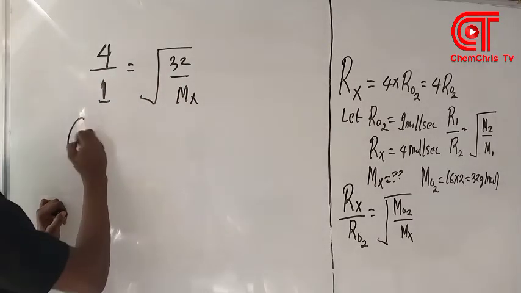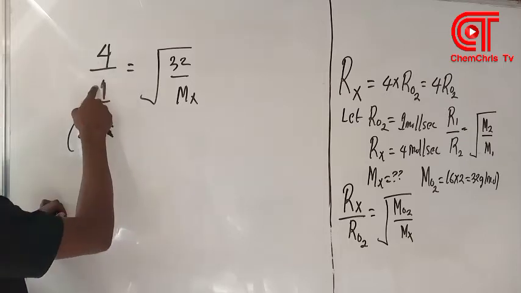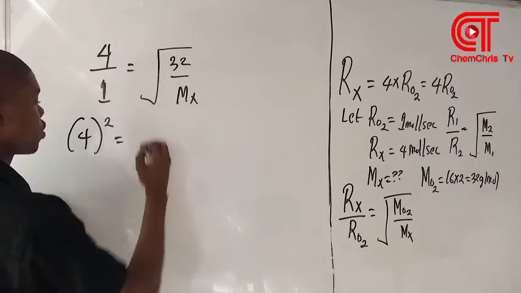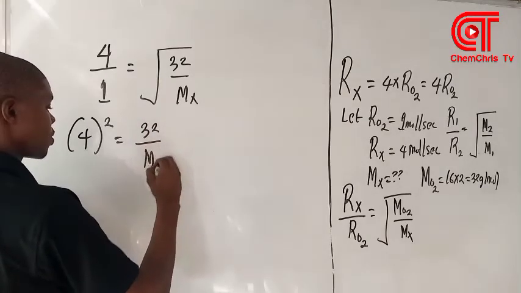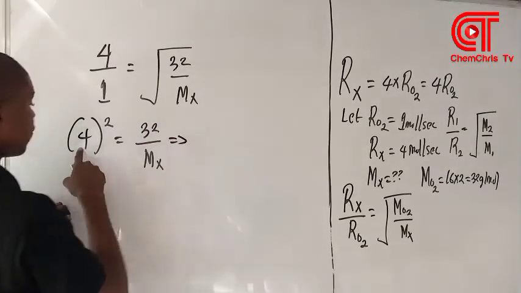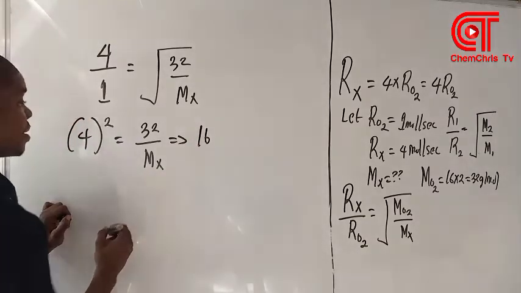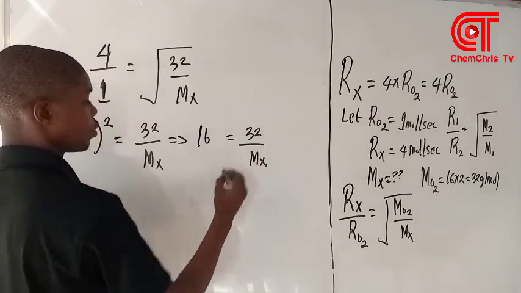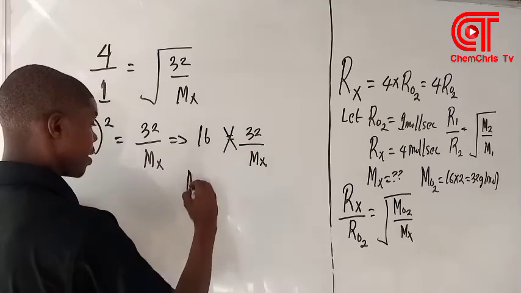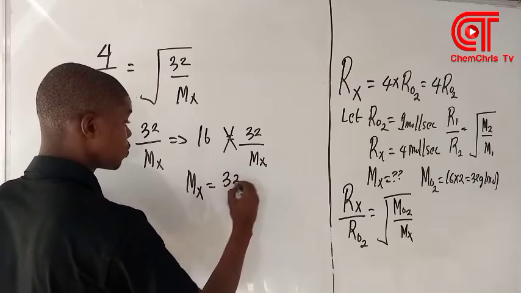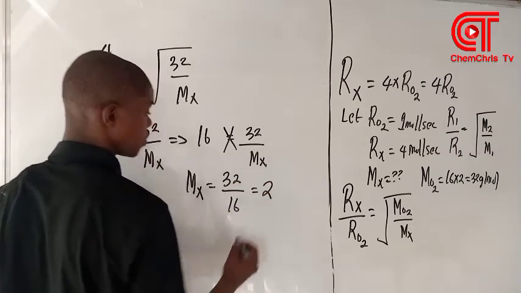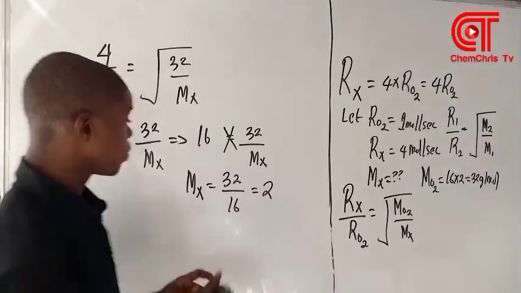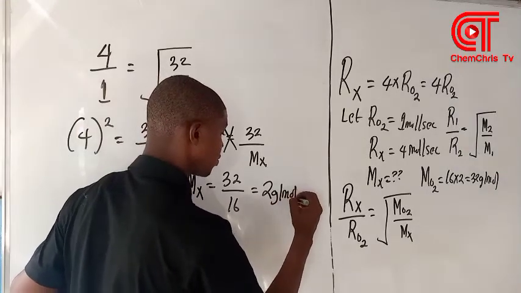If you square both sides, 4 raised to 2, because 4 divided by 1 is 4, and squaring the right side removes the square root, so it's 32 over M of X. 4 raised to 2 is 16, because 4 times 4 is 16. So 16 equals 32 over M of X. When you cross multiply, M of X equals 32 over 16, which gives 2. So it is 2 gram per mole.